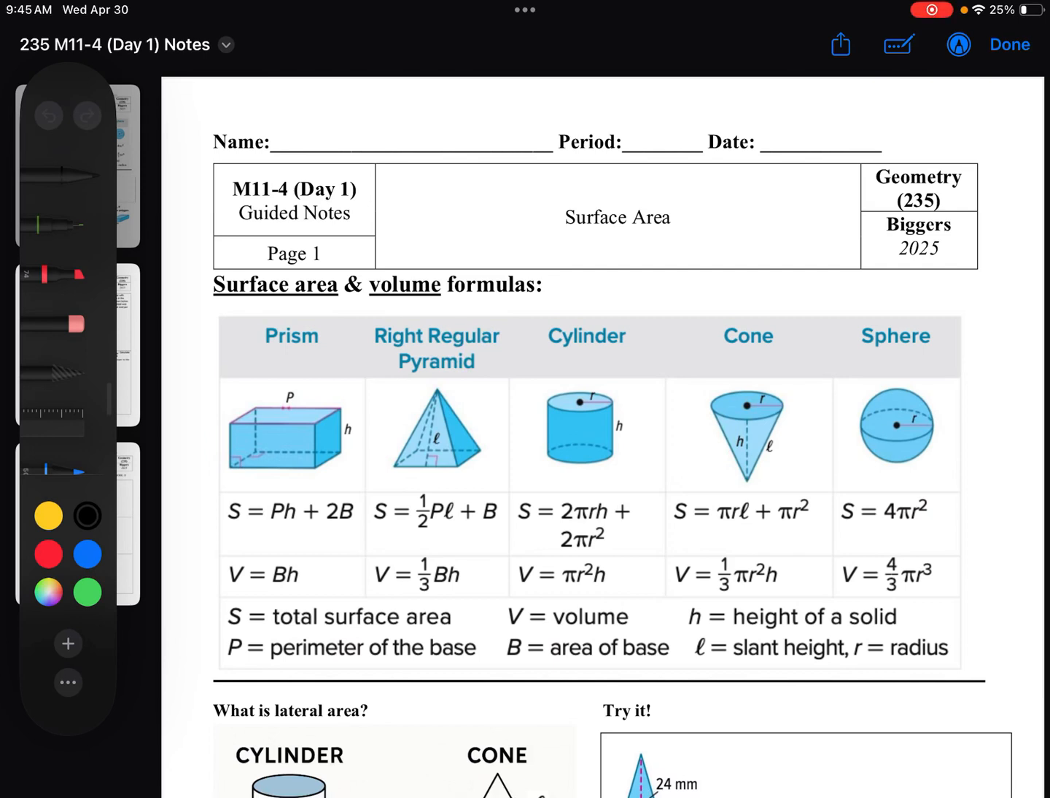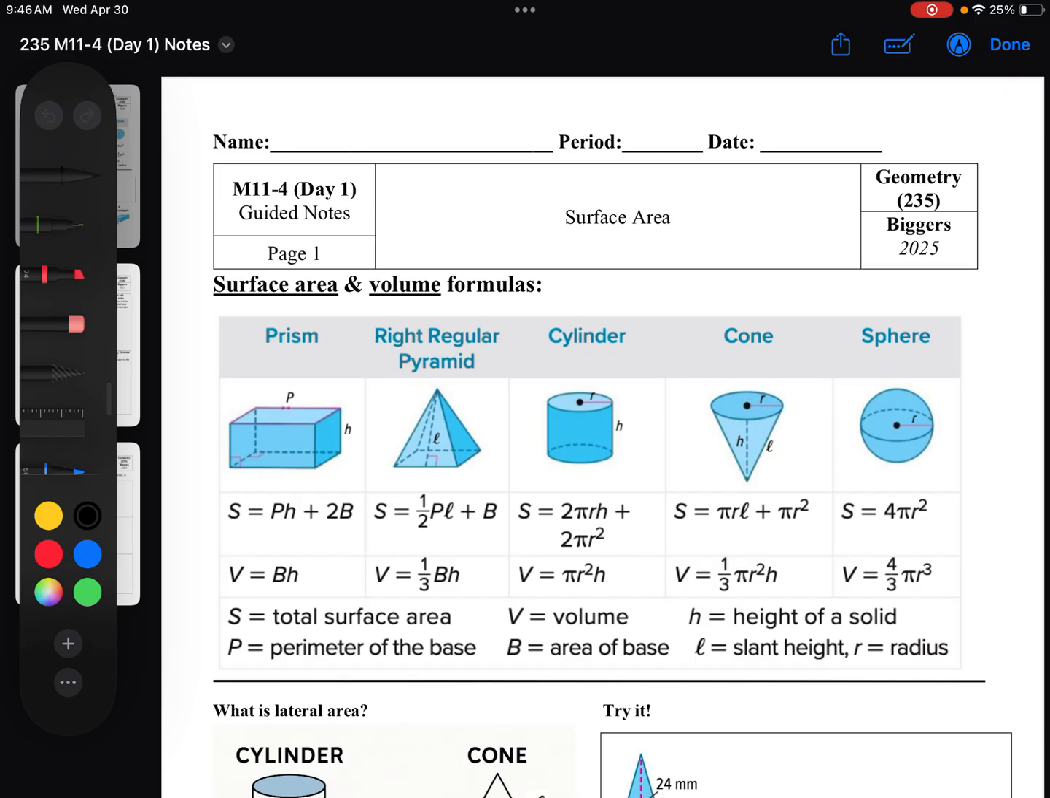It is Mr. Biggers here, and I want to teach you how to do some more advanced problems with surface area. This is Module 11, Lesson 4. This is day 1, but this is going to help you with today and tomorrow's assignments. First things first, I went ahead and pasted our surface area and volume formulas. We're going to come back to these for the remainder of everything.